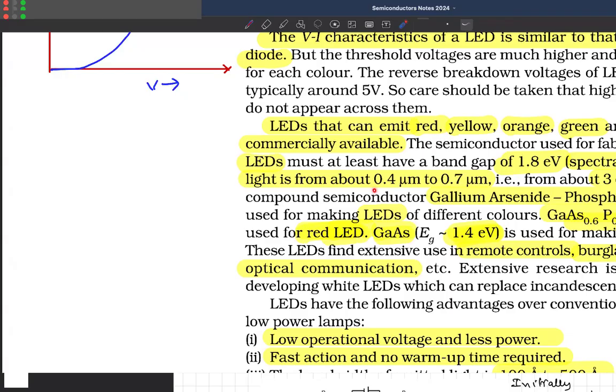For example, take one semiconductor material, which is called gallium arsenide phosphide. It is represented as GaAs(1-x)P(x), with fractions of composition.